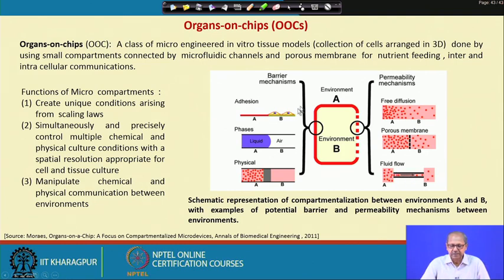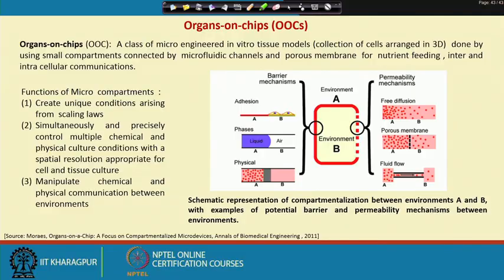And if we look at the barrier mechanisms of the environments, here cells are attached, and this is another environment where cells are not attached, meaning non-adhering situations. Maybe different phases, like air and liquid, like in alveolar sacs where the air and cell interface occurs. Then there are physical barriers, like the blood brain barrier, where not all molecules will go through. In that way, different micro environments are created in an organ and they are cross-talking with each other.